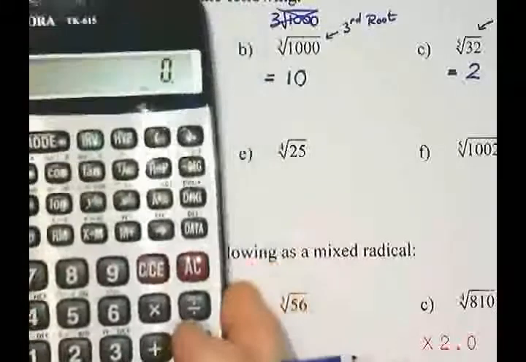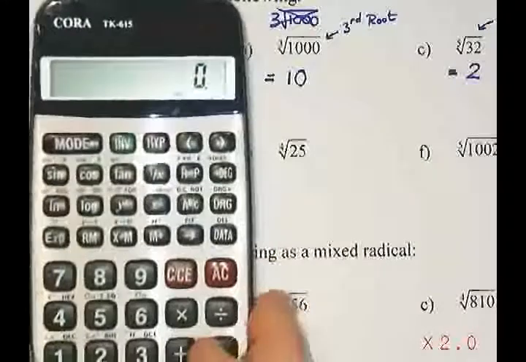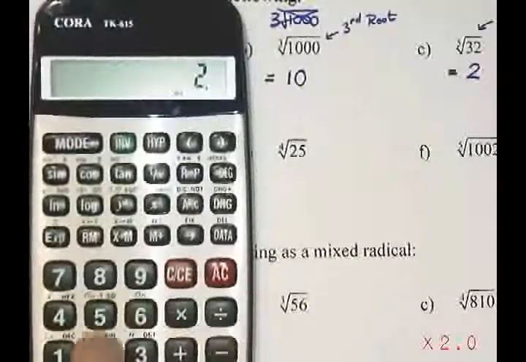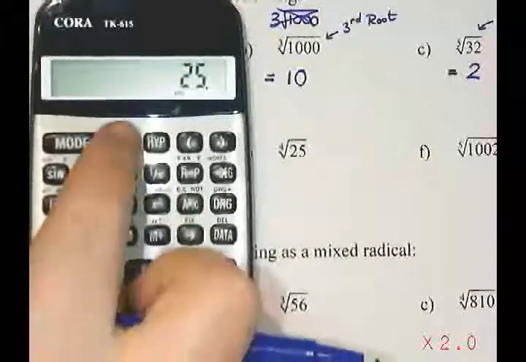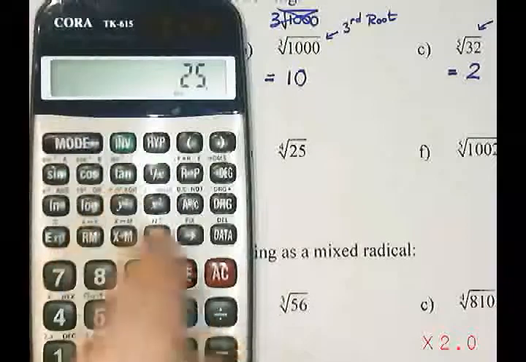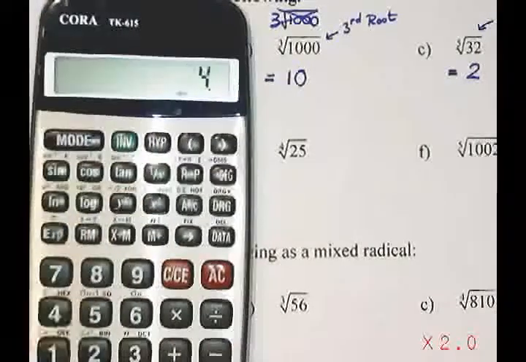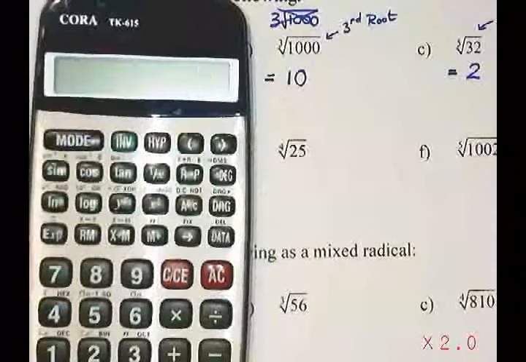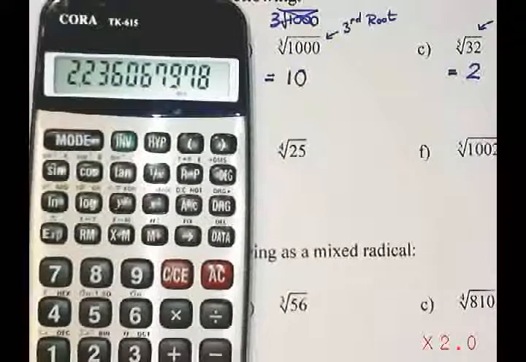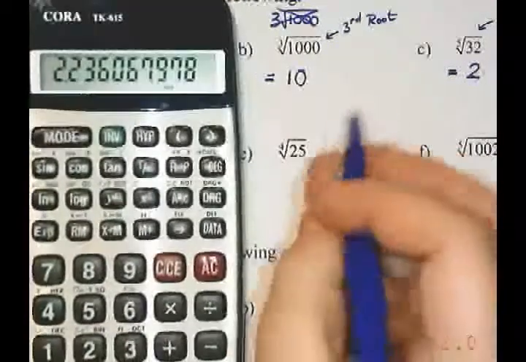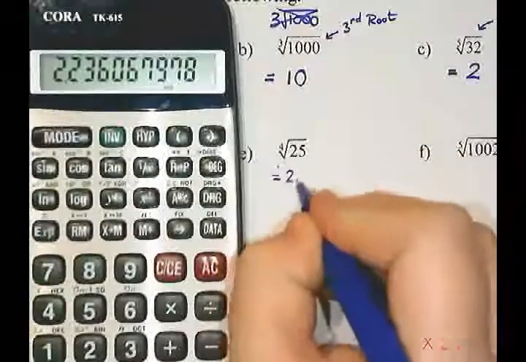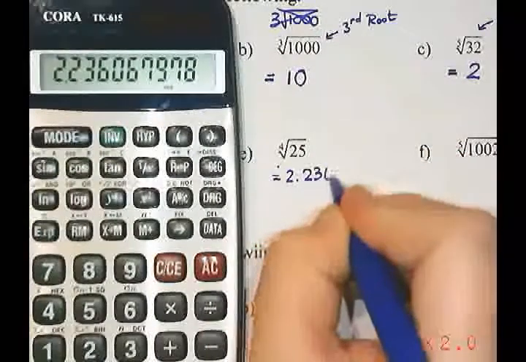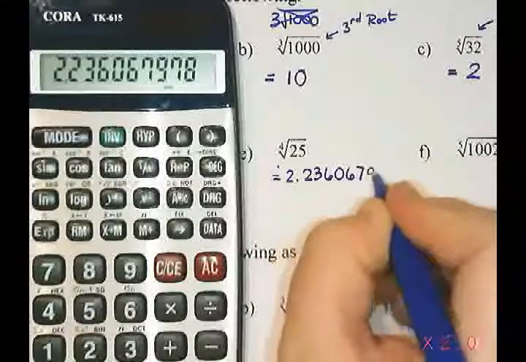So we're going to calculate this the same way. I'm going to, on this calculator, put the 25 in first, and then my shift or inverse exponent, and then I want a power of 4 in that little part there. So the fourth root of 25 is approximately 2.236067978.